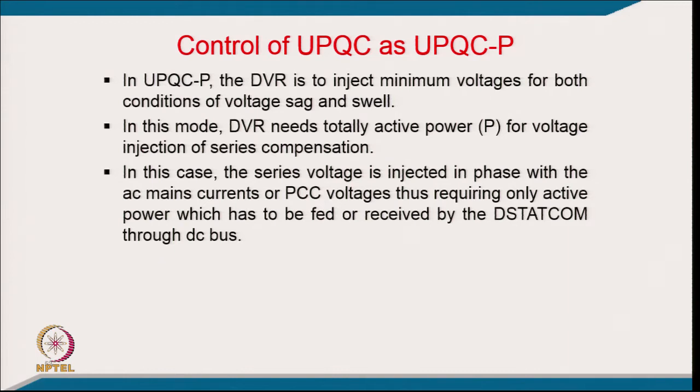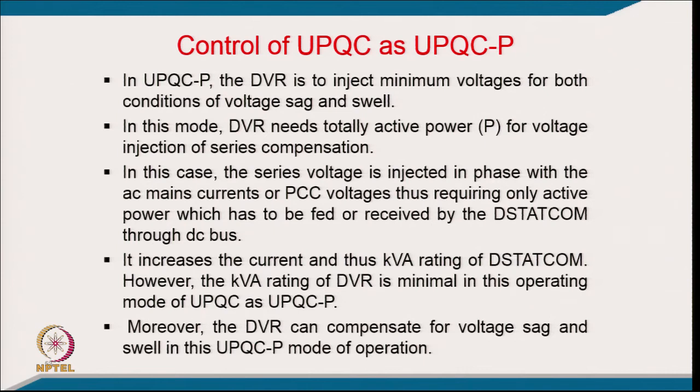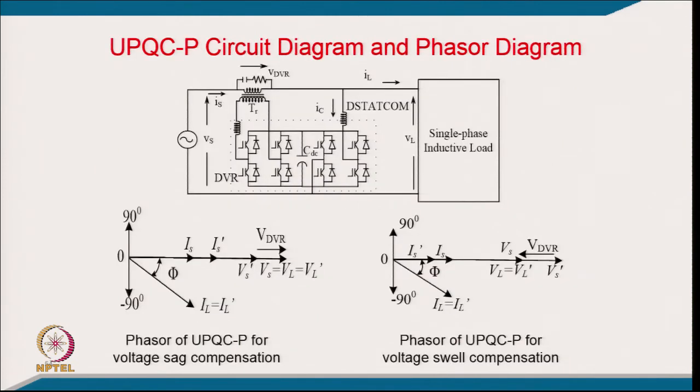In this case, the series voltage is injected in phase with the AC mains current or PCC voltage, thus requiring only active power, which can be received by the DSTATCOM through the DC bus. It increases the current and thus the kVA rating of the DSTATCOM. However, the kVA rating of the DVR is minimum in this operating mode of UPQC, UPQC-P, and moreover the DVR can compensate for voltage sag and voltage swell in this UPQC-P mode of operation.